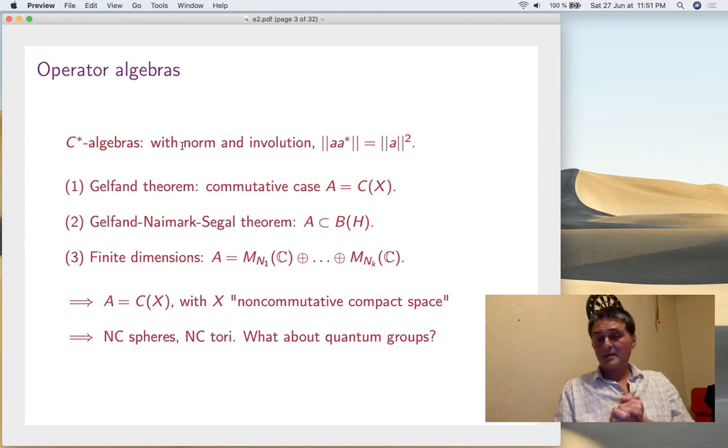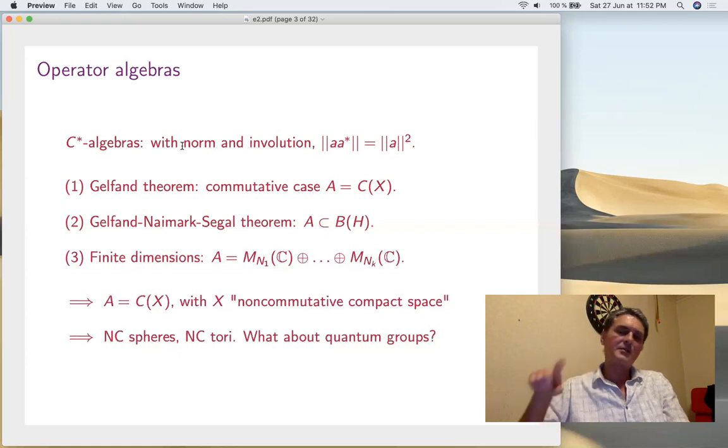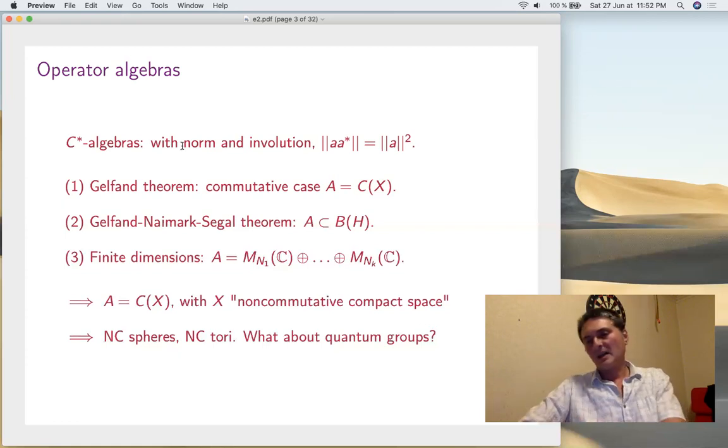Now in the other sense, how do you reconstruct X out of C of X? You take the characters, right? These are the Dirac masses at the points of X. That's the proof of Gelfand. I mean, you have the spectrum of A, which is the space of characters. That's how you define it. You have a morphism from A to C of X. And then, well, you have to work a bit and do some spectral theory somehow and get to the result.